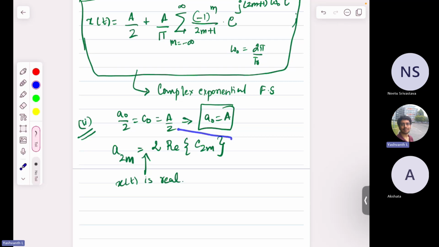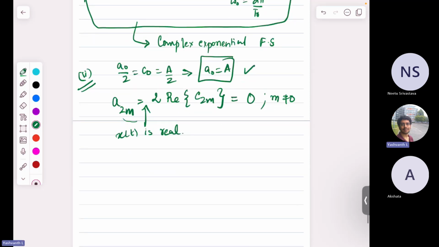For a real signal, you recall that the relation between A and C is given by this equation. But whenever k is equal to 2m, that is, whenever it is an even number, A2m is equal to 2 times the real part of C2m, but C2m itself is 0. Therefore, A2m will also become 0. Of course, m is not equal to 0, because for m equal to 0, I have A naught. Now, similarly, your A2m plus 1.